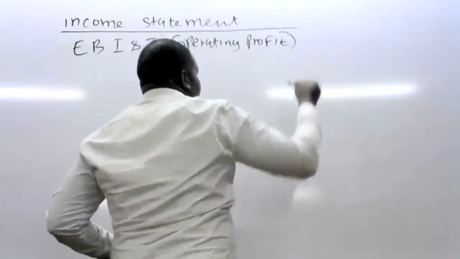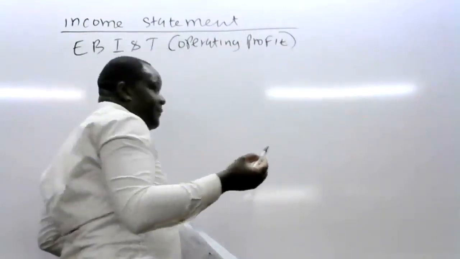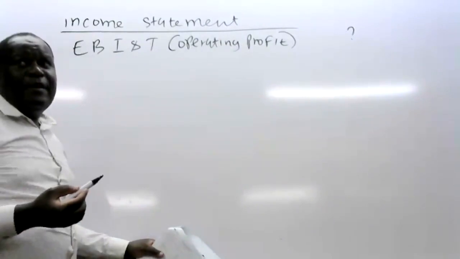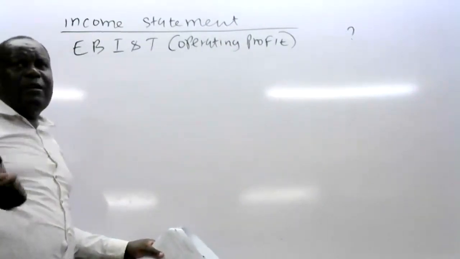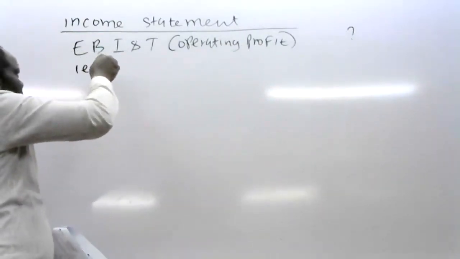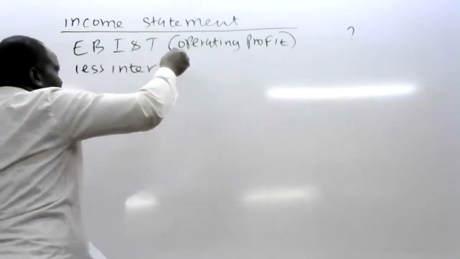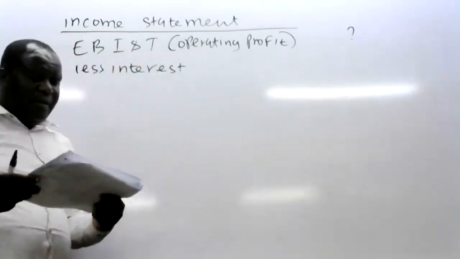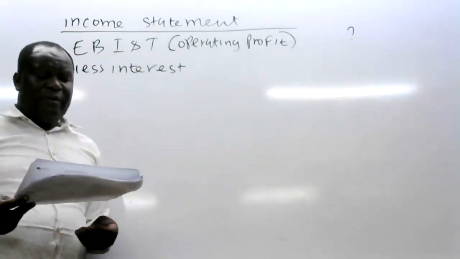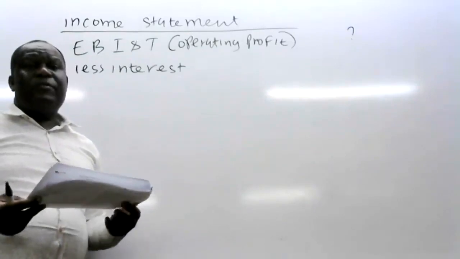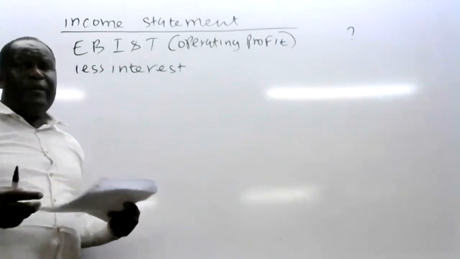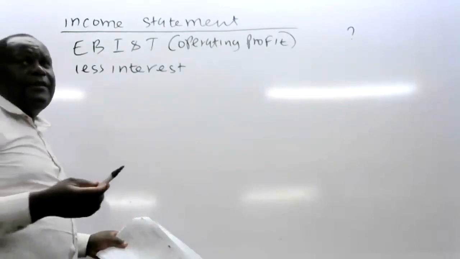So that figure is not given. We put there a question mark. We work backwards to get that value. Then we are supposed to less interest. We are supposed to minus interest. So to get the value for the interest, the question had given you 10% debenture. So we get 10% of 12 million.